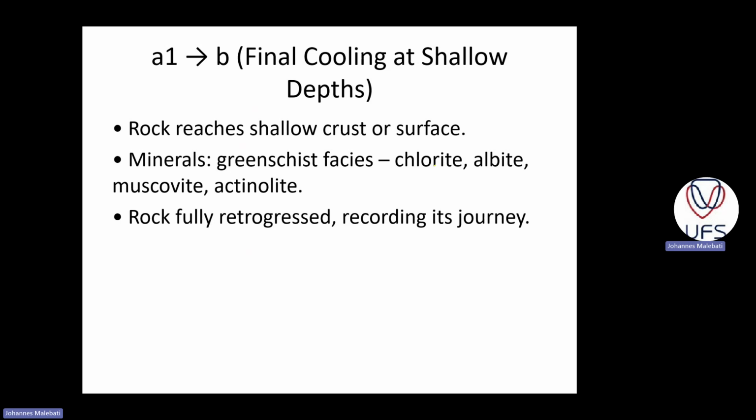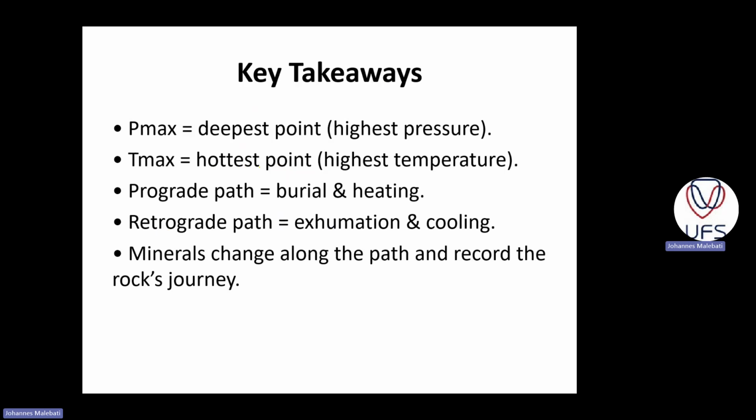that is where cooling is taking place at shallow depth. The most important part is cooling at shallow depth. Then it means the rocks were brought closer to the surface of the earth. So rocks reach the shallow crust or surface. So minerals were having greenschist facies. All right, and then rocks are fully retrogressed, recording its journey.